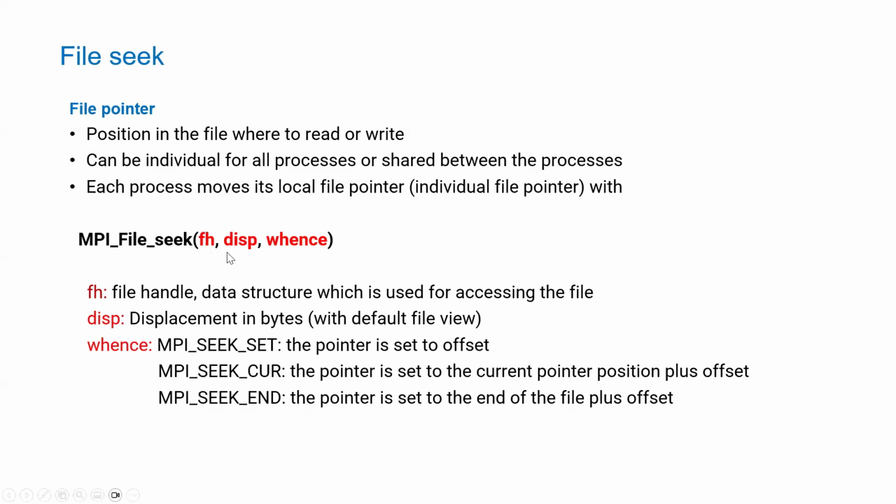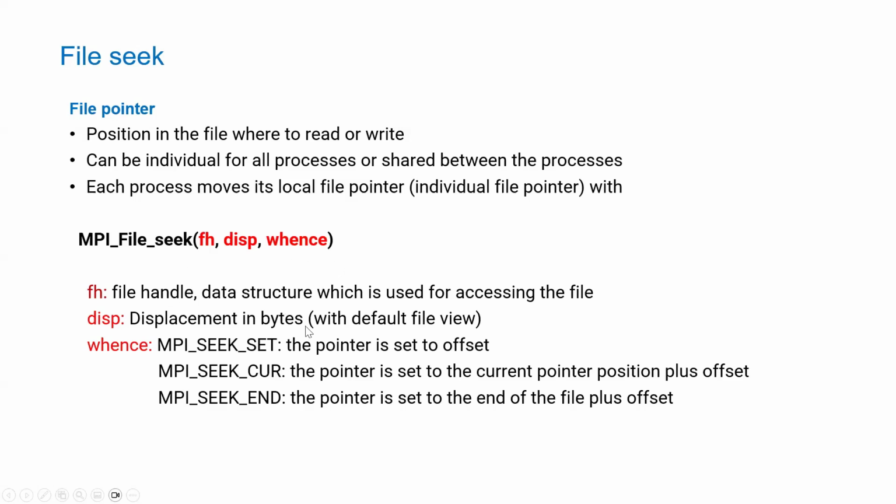The command and arguments are the file handle, the same file handle data structure which is used for accessing the file. And then it gives a displacement in bytes. So the displacement that we talk about counts from the beginning of the file, how many bytes it has been. And then from here, it will give an offset for each process.